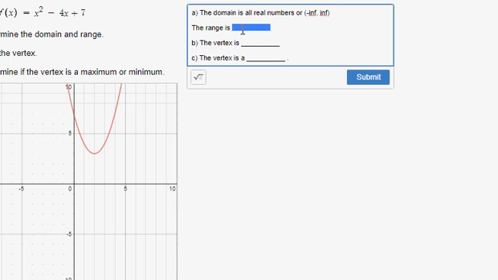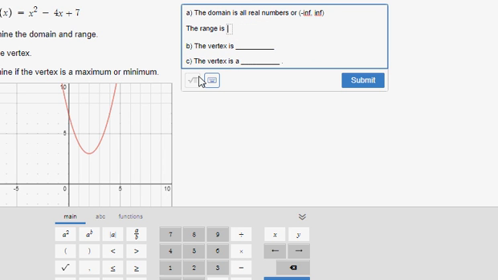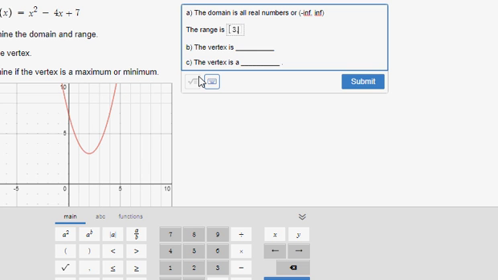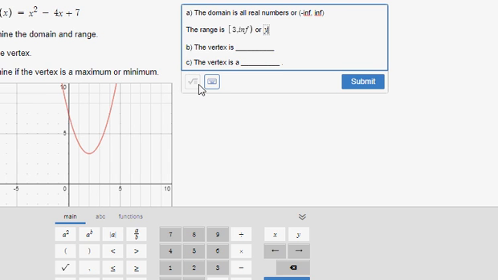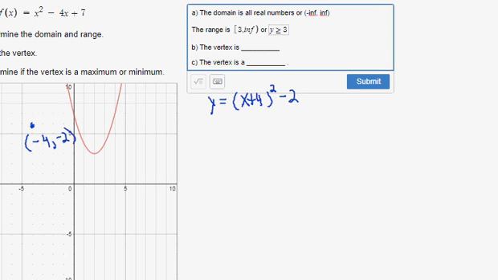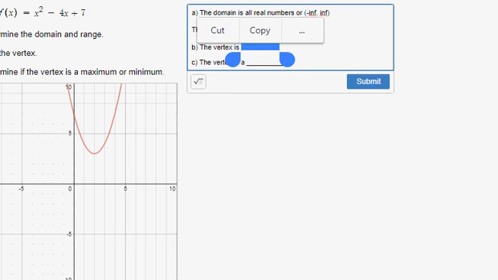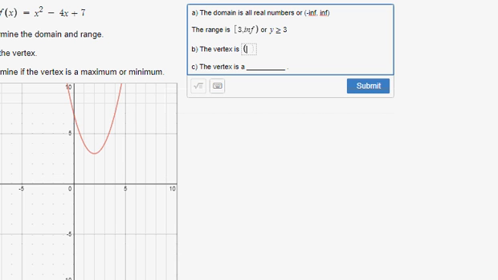The range, go ahead and use this here. The range, you have to put bracket 3, comma, infinity with parentheses. Or, a couple people put the range is y greater than or equal to 3. Either one of those is acceptable. Now for our vertex here, we just read that off of this here, 1, 2, 1, 2, 3. So the vertex is at (2, 3), which again must be in parentheses. And the vertex is A.